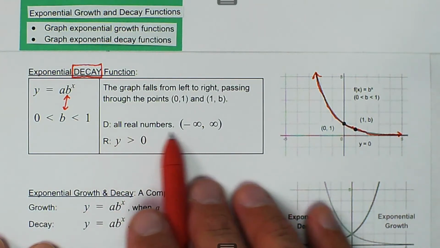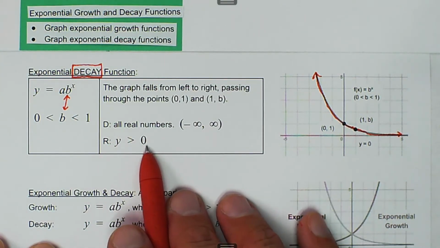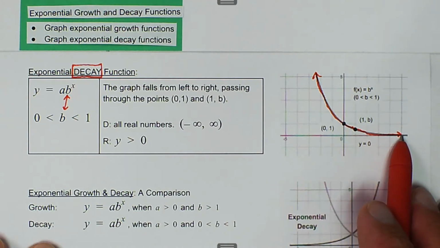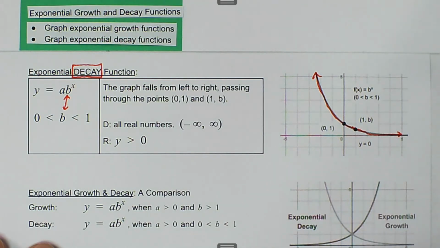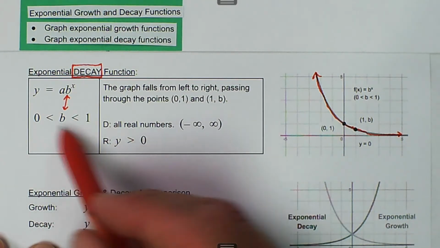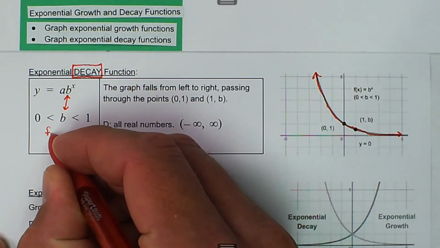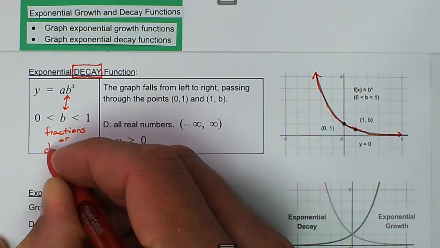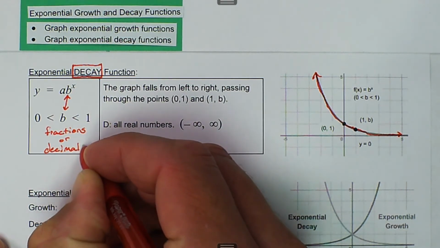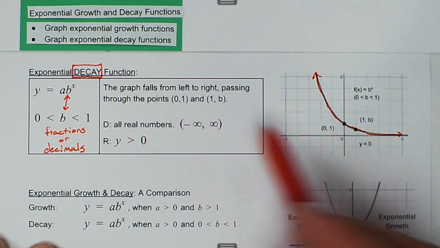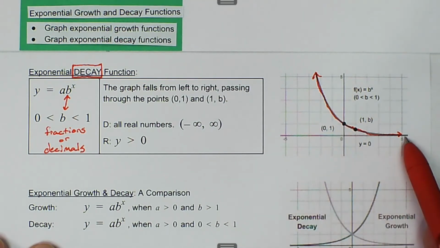The domain is the same, all real numbers, and the range is the same, all numbers greater than 0. So that means greater than 0 means that it's going to get very close to 0 here, but it will never cross the 0. So numbers that could be between 0 and 1 are going to be fractions or decimals. If we see a fraction or a decimal, then we know that we're going to be thinking about exponential decay, and we know that we're going to start high and work our way down.